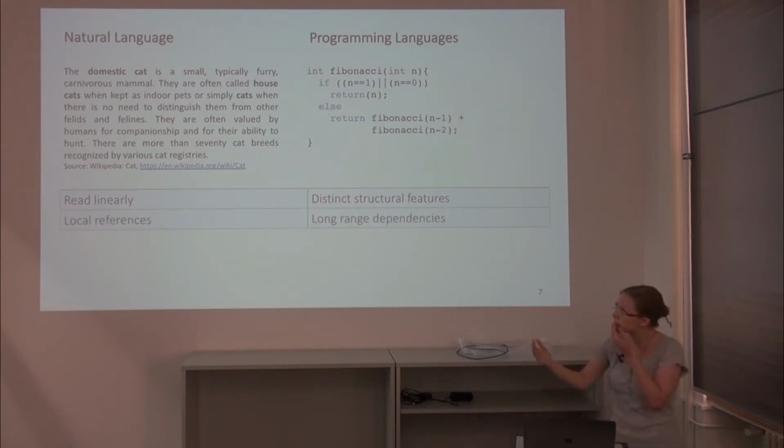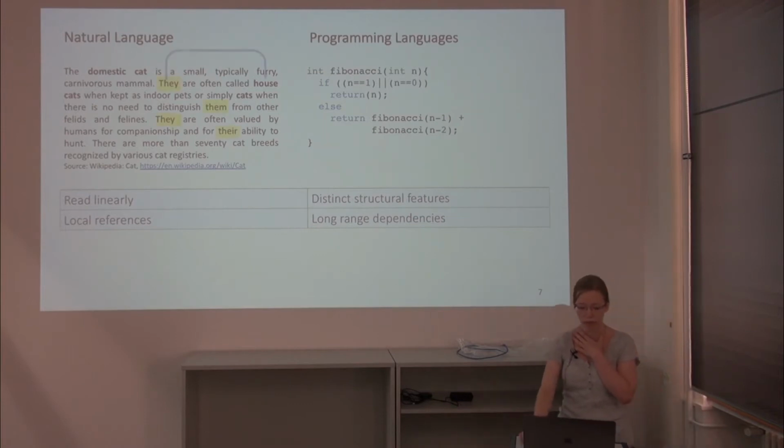A further difference between natural language and programming language is the fact that natural languages make use of local references, so words refer to words that were just before or just after, while programming languages can refer to a completely different part of the code.